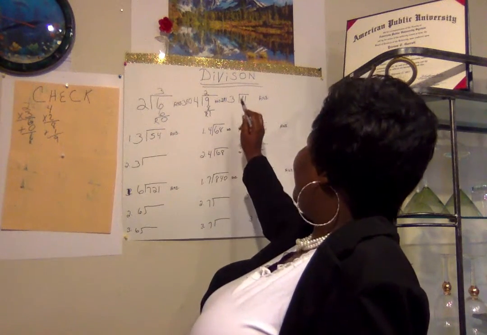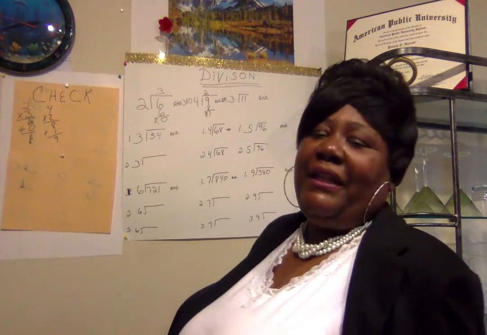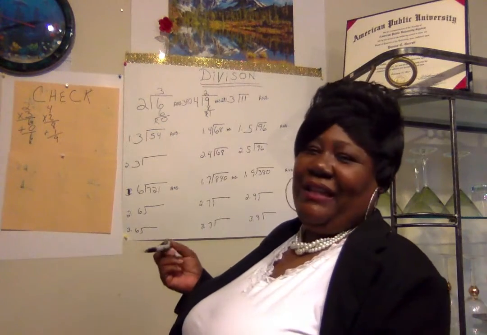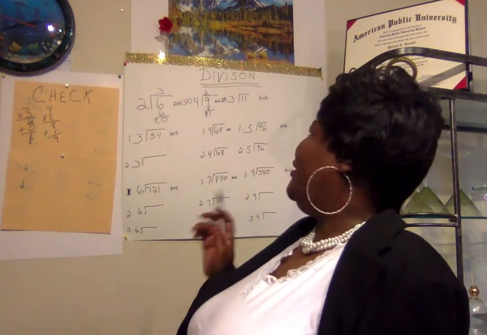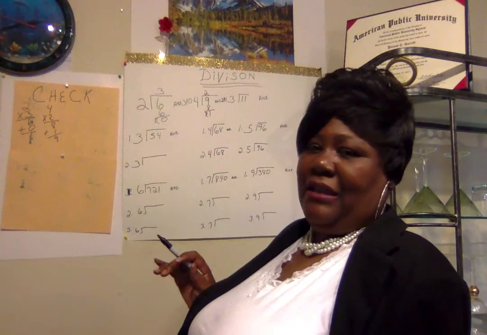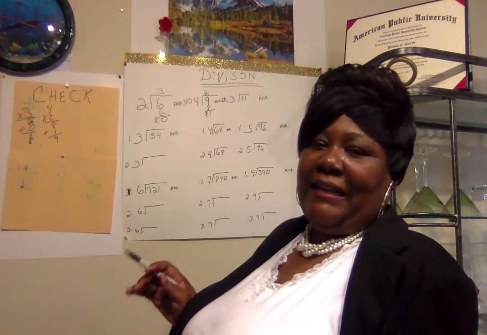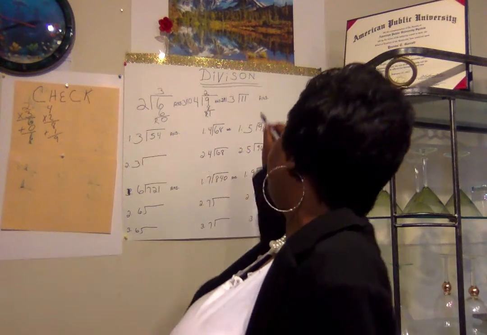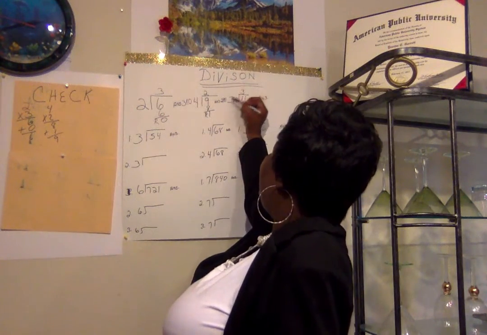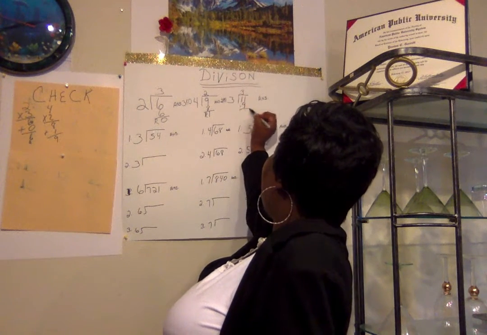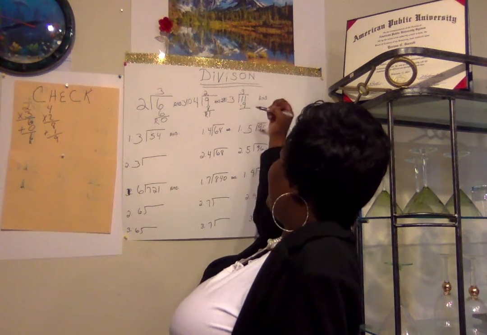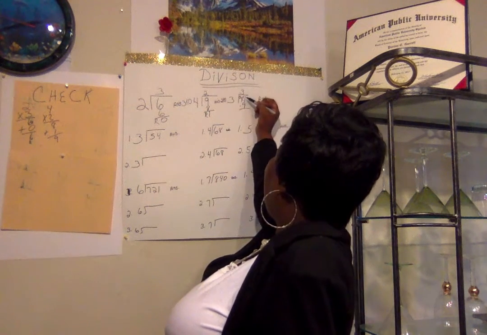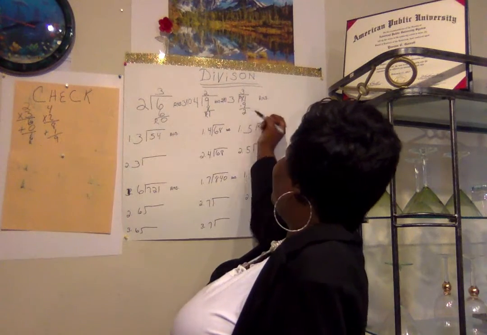Now we're moving on. 3 into 11. 3 times 4 is what? 12. So 12 is larger than 11, so you know it can't be 4 times. So you're going to try the next lesser number, which is 3. So 3 times 3 is 9. So 9 can go into 11, so you're going to say 3 times. 3 times 3 is 9. Subtract from 11. 9 from 1, you can't take 9 from 1, so you have to borrow from the 1, make it a 0, and make the 1 an 11. 9 from 11 is 2.